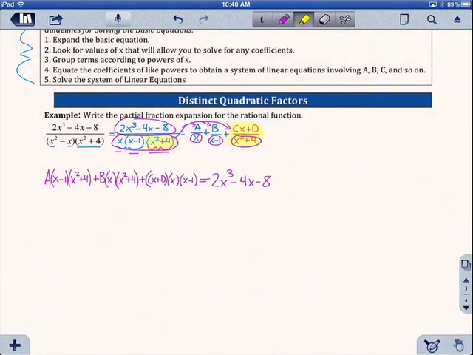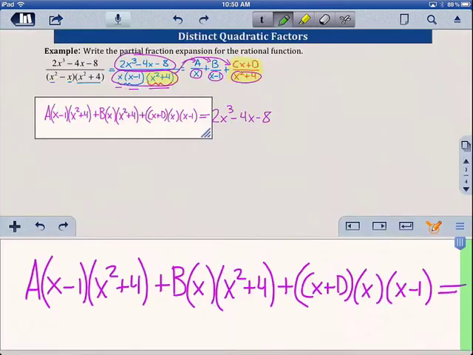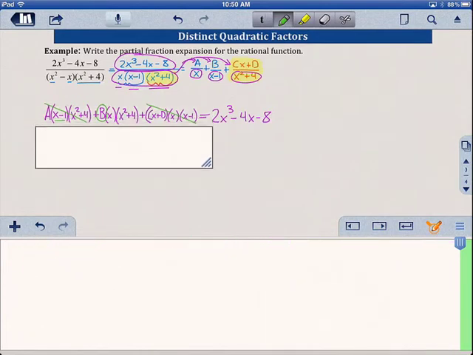So the next step says look for values of x that will allow you to solve for any of the coefficients. Okay, so let's just look at this first factor right here, x minus 1. If we let x equal 1, then this would cancel out, and so would this. And then all we'd be left to find was our b. Okay? So let's go ahead and let x equal 1. Okay, the a factor is gone, so now we have b.